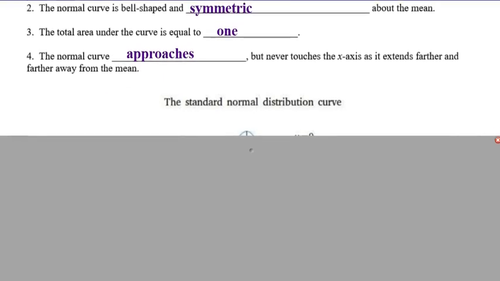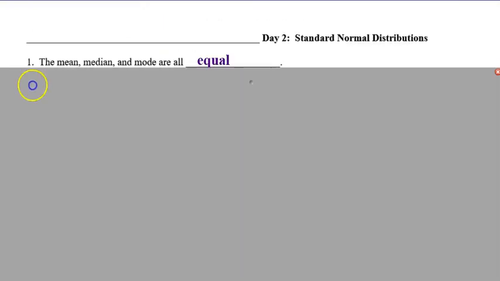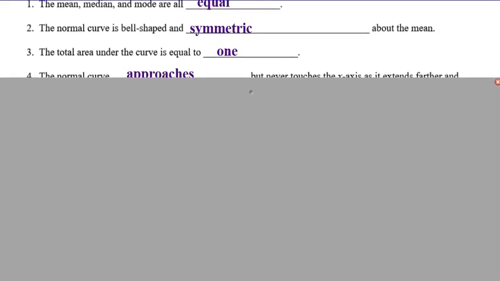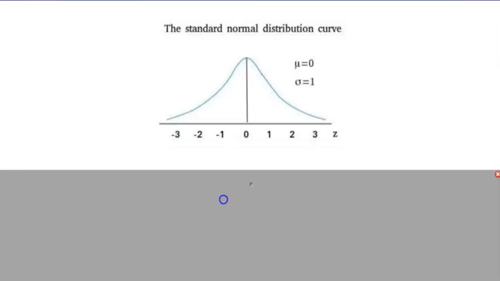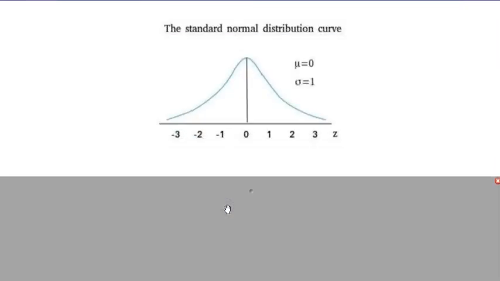All right, so getting to the standard curve. And remember, if you have to pause anytime, just do so. Here we go. So, if you look here, the mean is 0 and the standard deviation is 1. Okay?